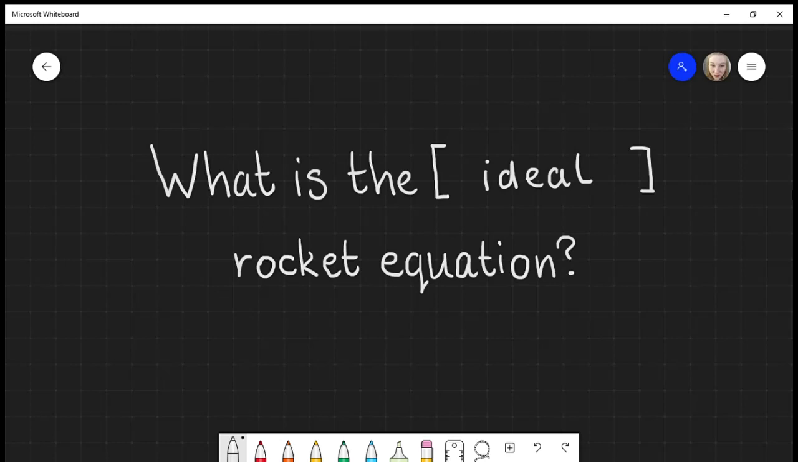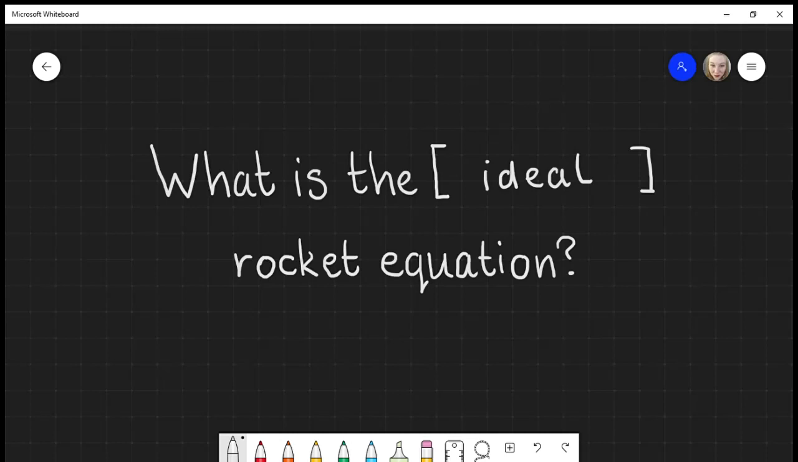Now there are a few ways that you can derive it. You can use the parameters of the rocket, which I will do in a later video once you're more familiar with rockets and their parameters. You can derive it that way, but in this video I'm going to be using Newton's laws and momentum exchange to derive the rocket equation.